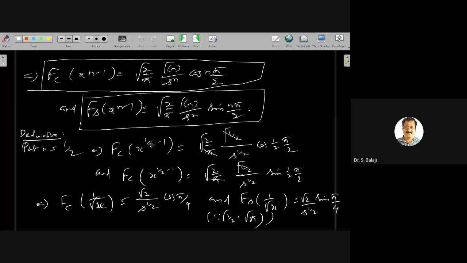You get the Fourier cosine transform of x^(1/2-1) equal to root of 2/π Γ(1/2)/s^(1/2) cos(π/4). Similarly, the sine transform is also the same thing. This is the sine transform.